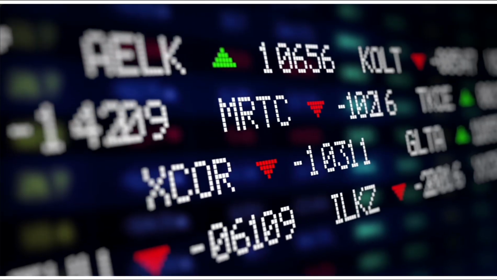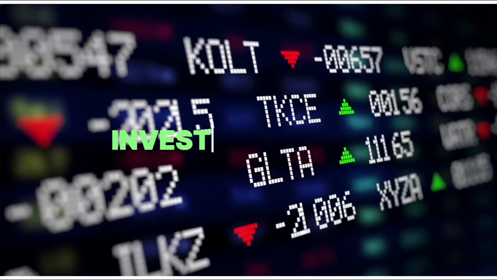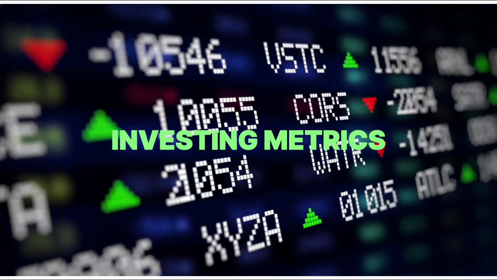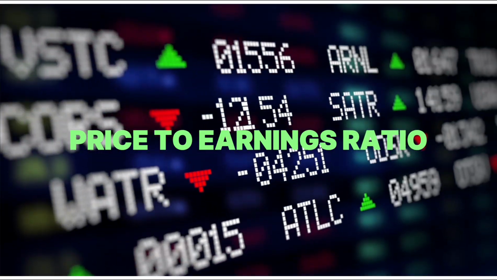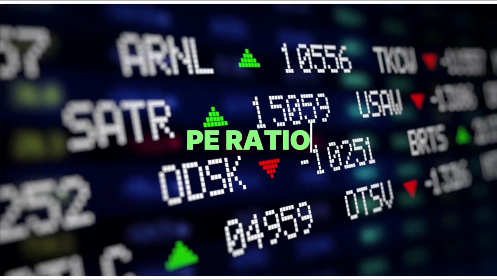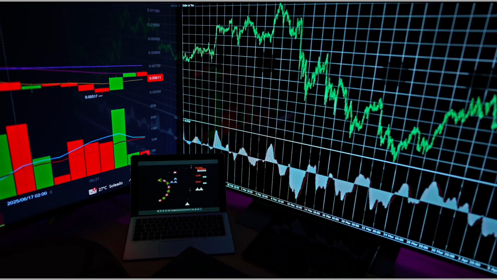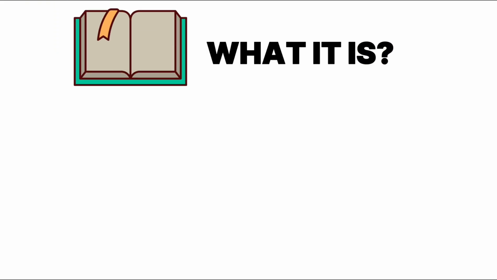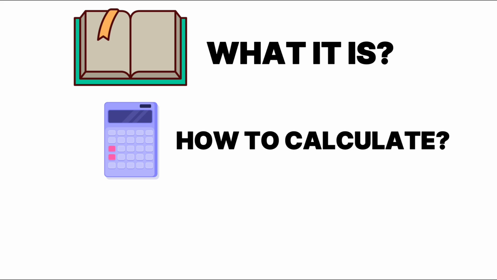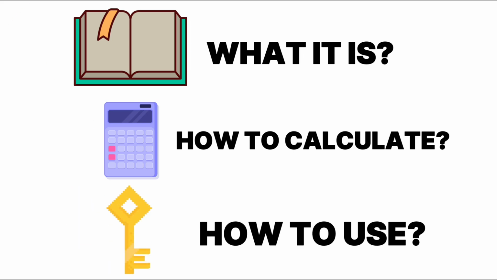Well, that's exactly what one of the world's most famous investing metrics helps you determine in the stock market. It's called the price-to-earnings ratio, or simply the PE ratio. By the end of this video, you'll know exactly what it is, how to calculate it, and more importantly, how professional investors actually use it. Let's start with the basics.